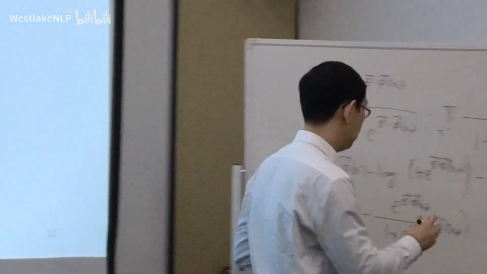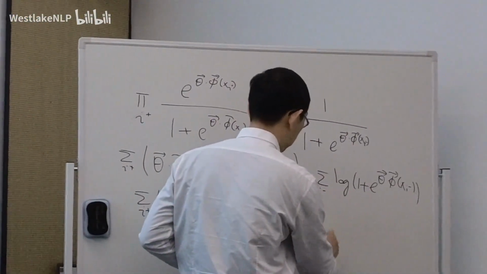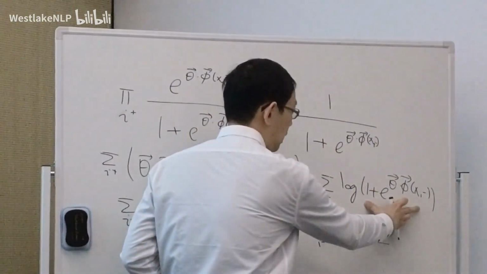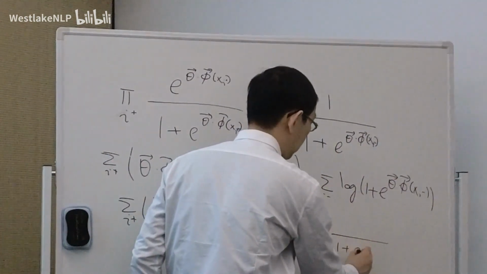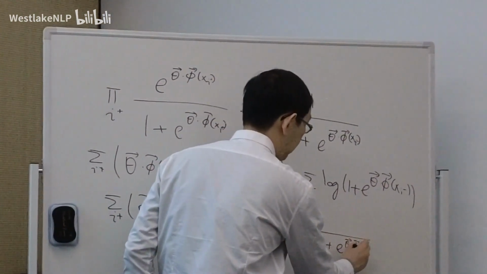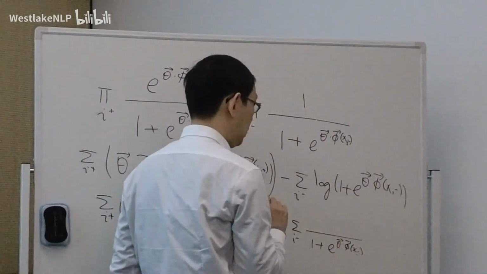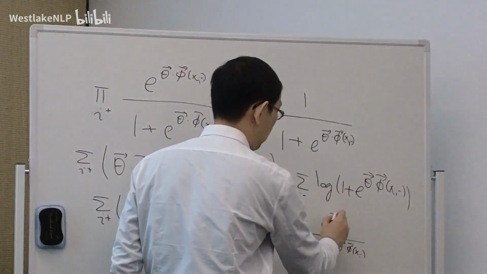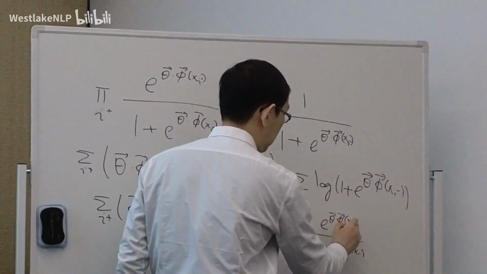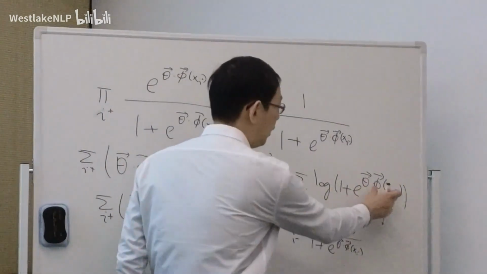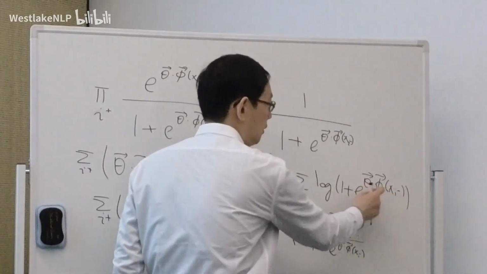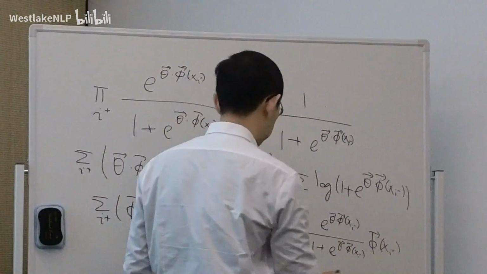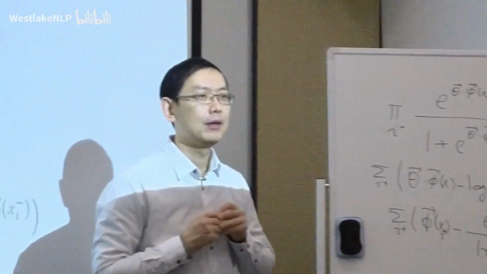Let's continue. For i minus, a logarithm function, we use the derivative chain rule. What's inside, I put in the denominator: theta phi xi minus. And then the derivative of this part, e to the power of theta phi xi minus. And now this part, we take the derivative with respect to theta, phi xi minus. Okay, we're done.